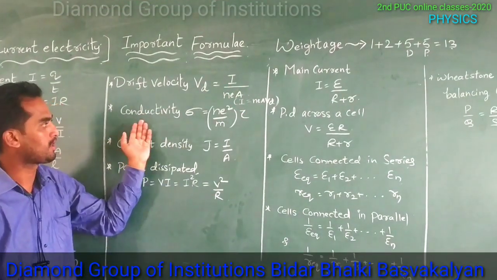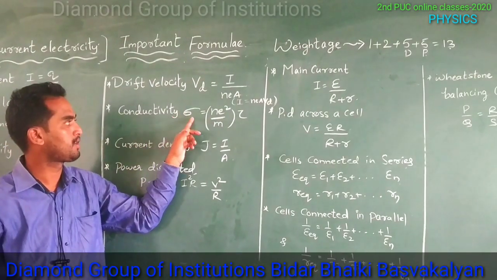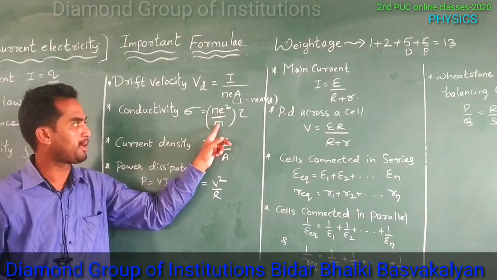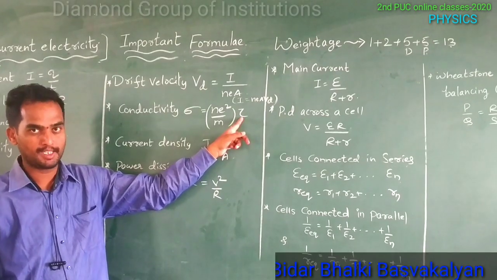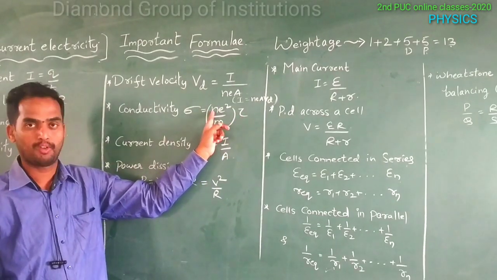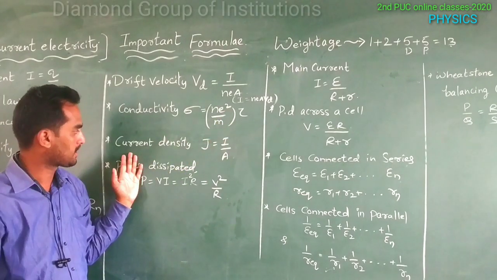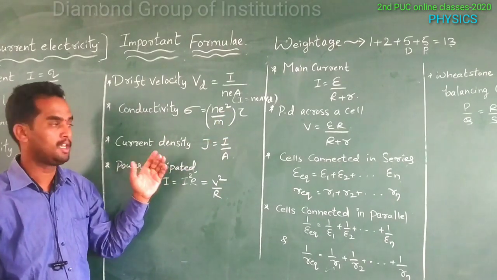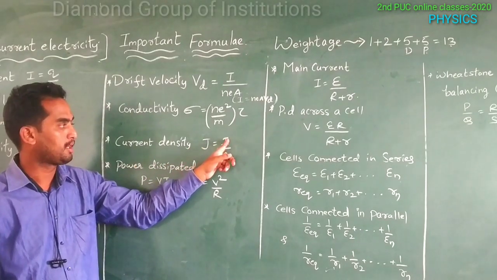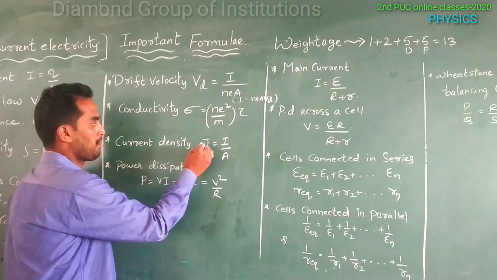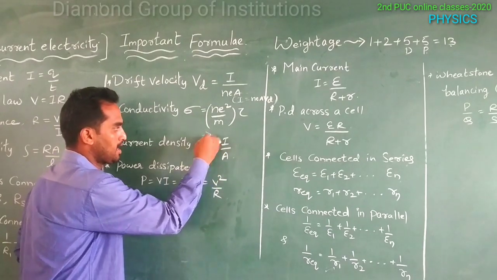Next, conductivity sigma. What is the symbol of conductivity? Sigma equal to ne square tau by m. Tau means relaxation time, n means number of electrons, e is the magnitude of charge, m is the mass of an electron. Next, current density. What is current density? Current flowing per unit area. So what is the formula? J equal to I by A, and it is a vector.